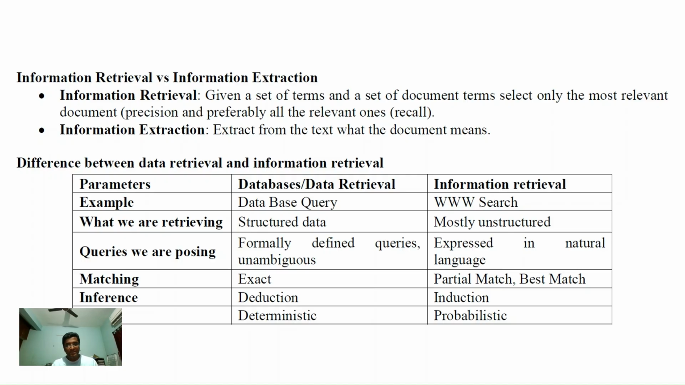Speaking about inference, data retrieval provides deduction, whereas information retrieval is induction. So that is what they provide. And the model, what kind of a model? It's like a database or data retrieval, which helps with a deterministic model, whereas information retrieval provides a kind of probabilistic model. So these are the two things.